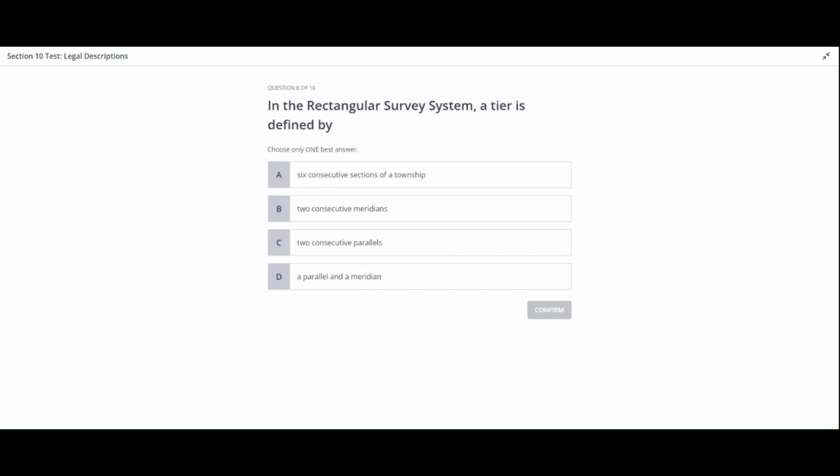Alright, question number 8. In the rectangular survey system, a tier is defined by A. 6 consecutive sections of a township. B. 2 consecutive meridians. C. 2 consecutive parallels. D. A parallel and a meridian. Take your time to think about the option.